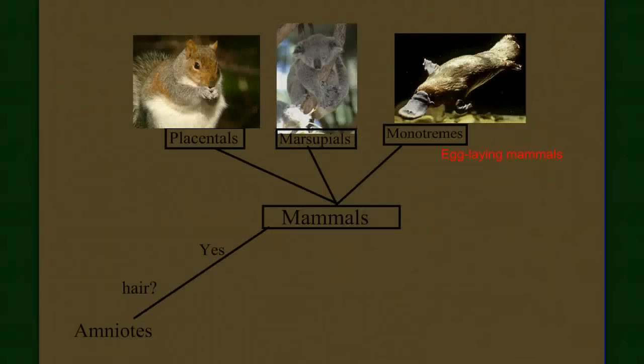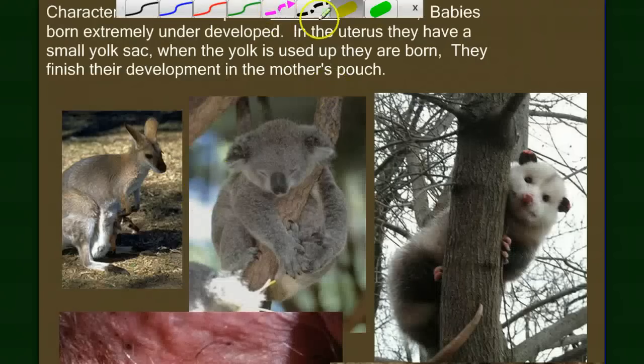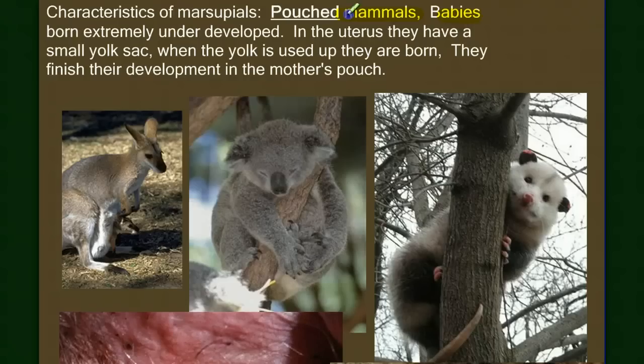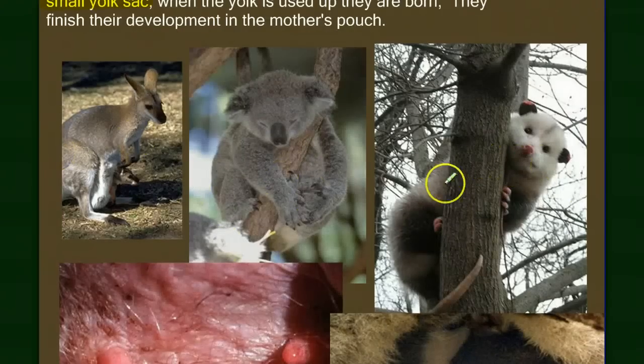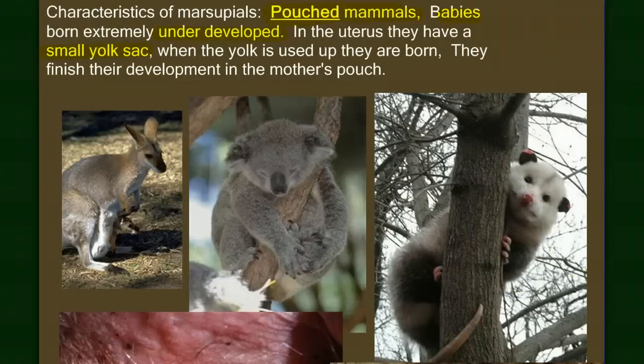Now let's move on to the marsupials. The marsupials are our pouched mammals. When their babies are born, they're born extremely underdeveloped, kind of premature, and the reason for that is they have a small yolk sac for their embryo, but it's not very large, and they don't lay an egg. So when the yolk sac is used up, they're born, and they finish their development in their mother's pouch. So they're just not fully formed. They finish their development inside the pouch, and so we have kangaroos and koala and possum. There are other marsupials, but that's a pretty good list to know.